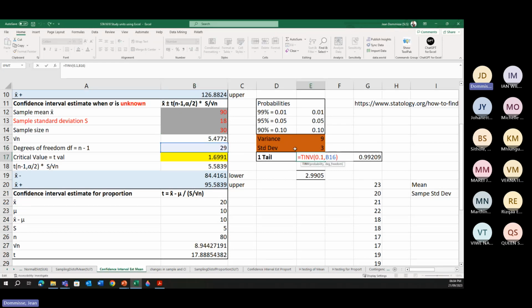So let's quickly, that should be not 0.1, it should be 0.005. So that is where we need to change, but also then, okay, so there it is.